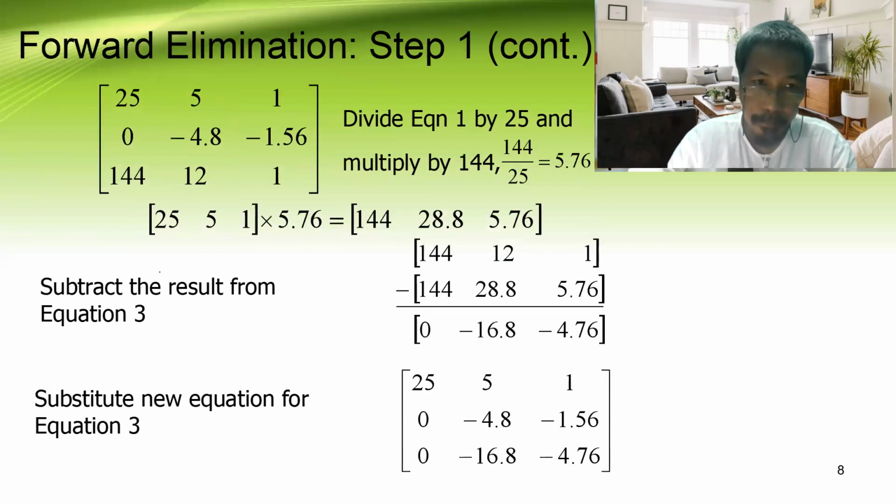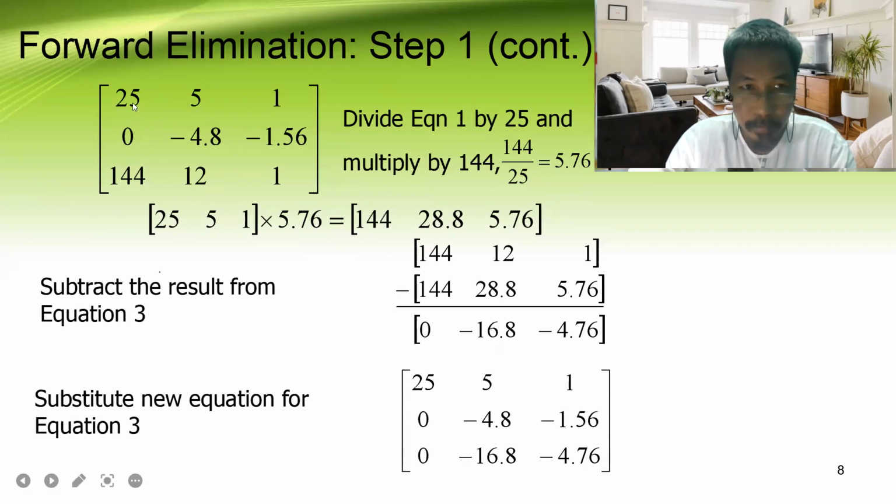And how to do that same process? We have to divide by 25 and multiply by 144. So it will become what? 144 on the first term. And because of that, subtracting it from the third row, it will become 0. So we are able to make the third term 0 also. So we have both the first term of the second and third row to be 0.